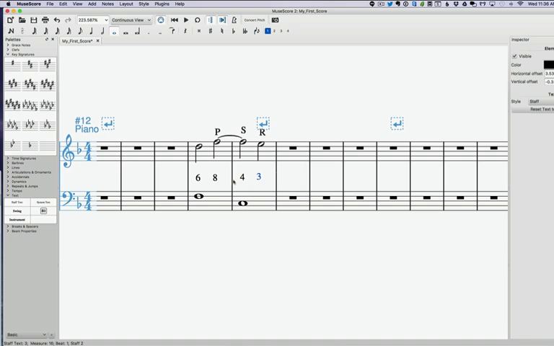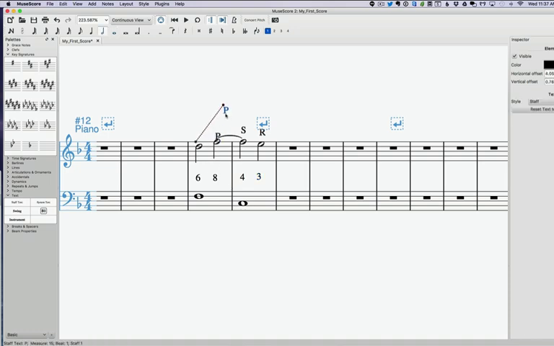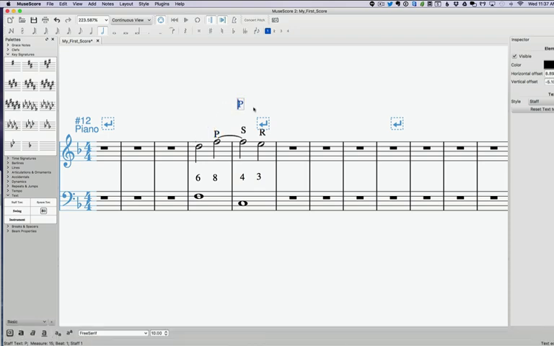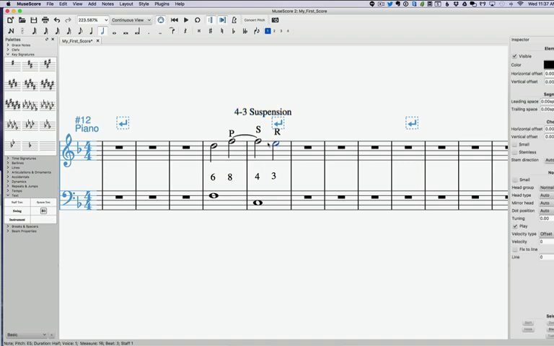Because suspensions are labeled usually with 2 numbers side by side like so. Let me just write it up here. So we would call this a 4-3 suspension. That's what this kind of suspension is. And the reason is the suspension is on a fourth and it resolves to a third. So a 4-3 suspension is a fourth resolving to a third.